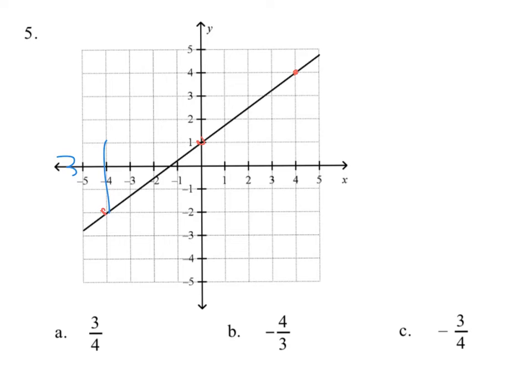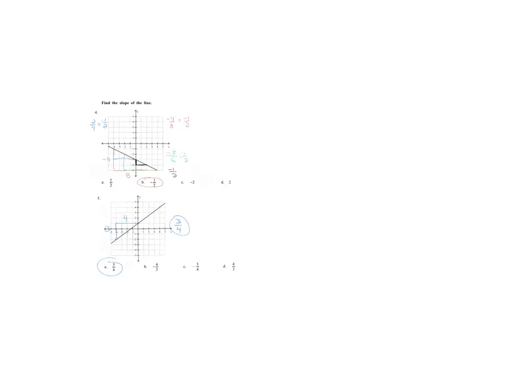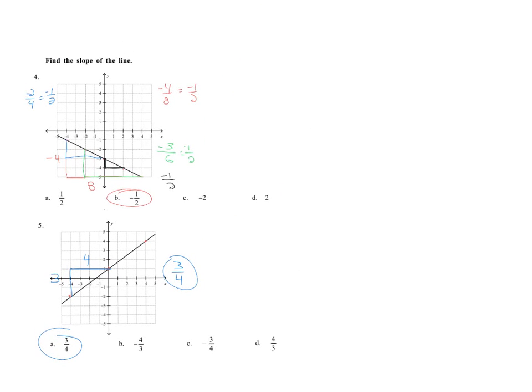So we say it's a rise of 3 and a run of 4. So we have a 3/4 slope. That's A. And that's how you deal with slope. Rise over run, and remember, if you're dropping for a rise, it's negative.